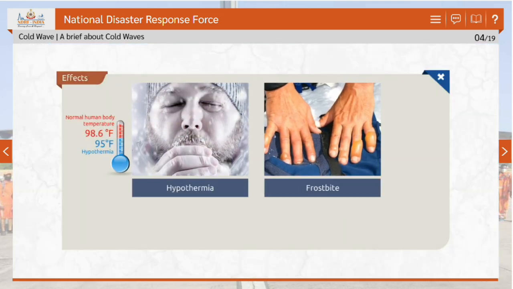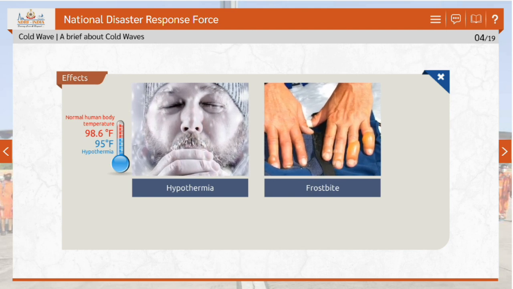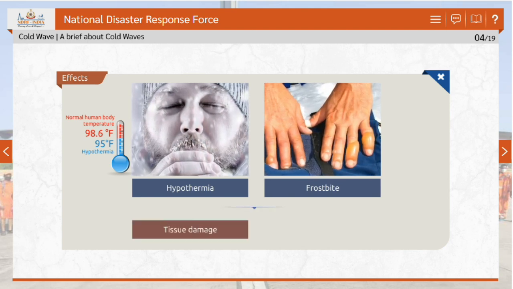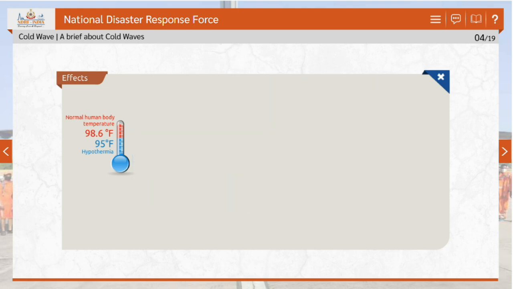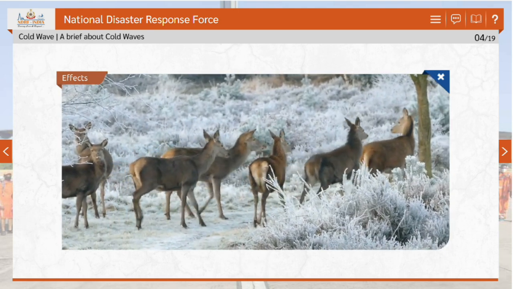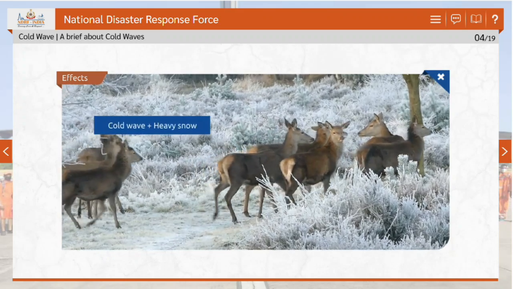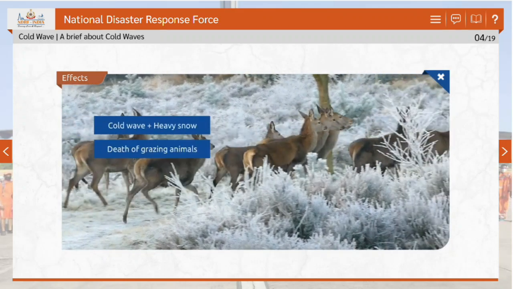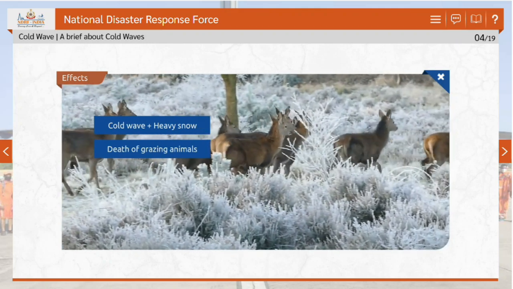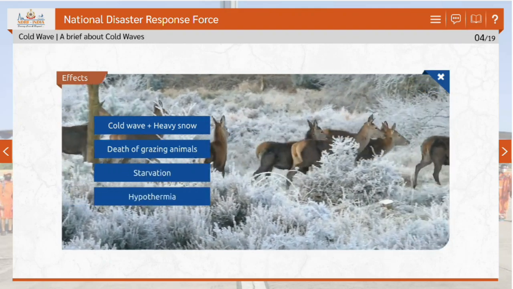Hypothermia and frostbite are caused due to extreme and especially unexpected cold. This condition could result in tissue damage and organ failure and thus is required to be addressed medically. They can cause death and injury to livestock and wildlife. If a cold wave is accompanied by heavy and persistent snow, grazing animals may be unable to get adequate food and may die of starvation or hypothermia.